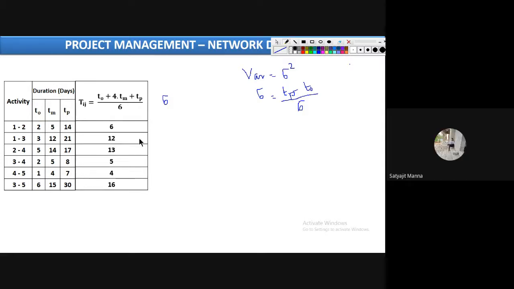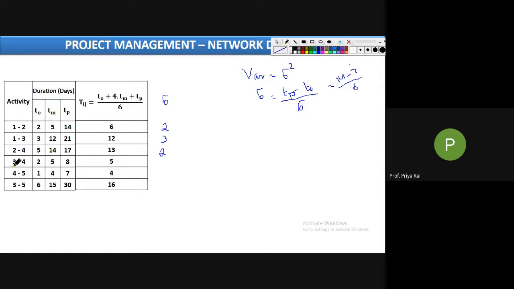Ma'am, it will be 2. How? See, 14 minus 2 is 12. 12 divided by 6 is 2. Okay. See, 14 minus 2 divided by 6 for the first activity. Now for the second activity, 3. Very good. 21 minus 3 is 18. 18 divided by 6 is 3. For the third, 2. 17 minus 5 is 12. 12 divided by 6 is 2.